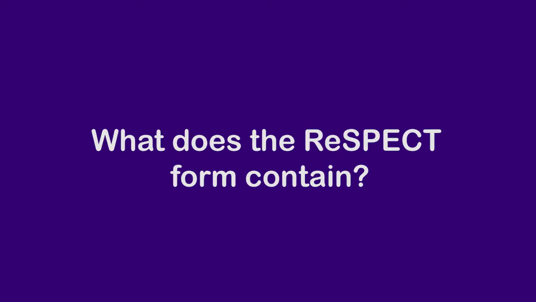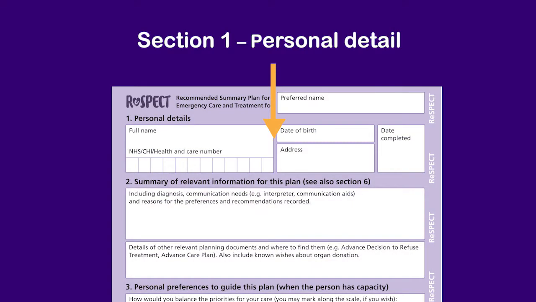What does the ReSPECT form contain? Section 1, Personal Details. Section 1 contains identifiable details such as name and address, date of birth, NHS number, and the date that the form has been completed.